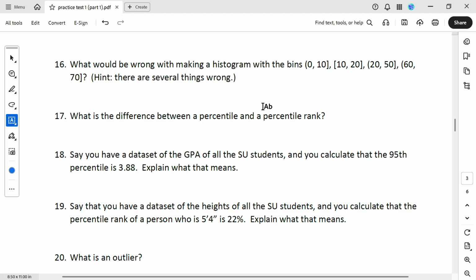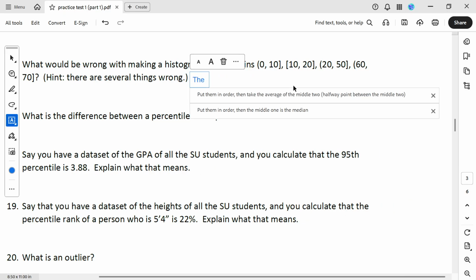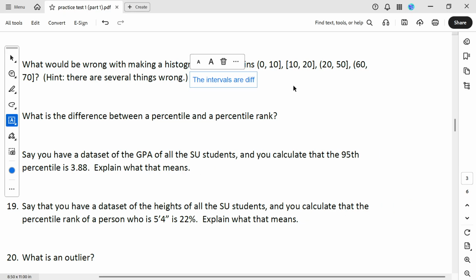I think the most obvious thing that's wrong is that these intervals are different widths. So if you were to make a histogram where the bins are different widths, your histogram should make the column that has the larger interval wider, but then everybody's going to be like, well, why'd you have this big wide column like that? Why didn't you split it into the same size as the others? It kind of feels like you were trying to do something shady. So that's the most obvious thing that's wrong. The intervals are different widths, which could be used to mislead people.